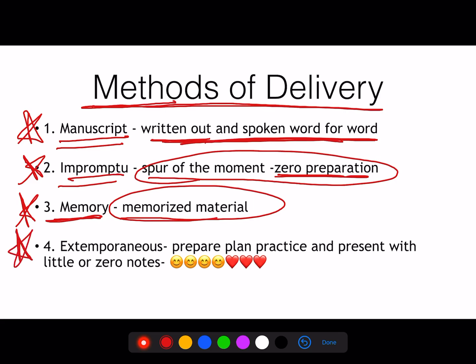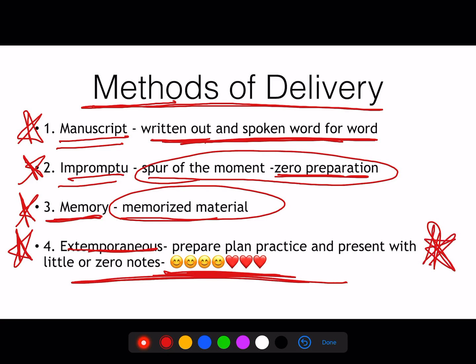Number 4. Okay, as you can see, this has all the smiley faces and the hearts. This is the one that we're striving for, because with an extemporaneous delivery, we prepare, we plan, we practice, and we present with little or zero notes. So make sure you remember that one, as extemporaneous delivery is the one that we are striving for.